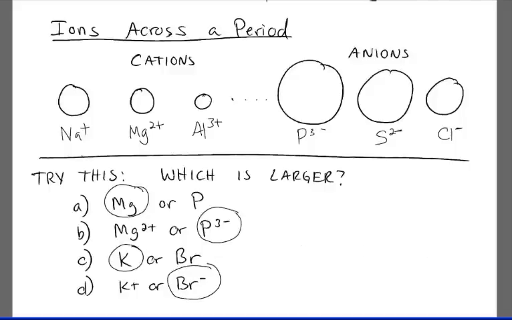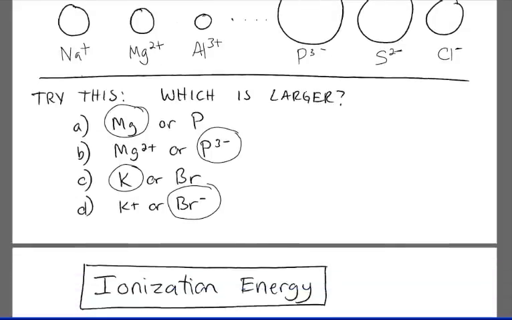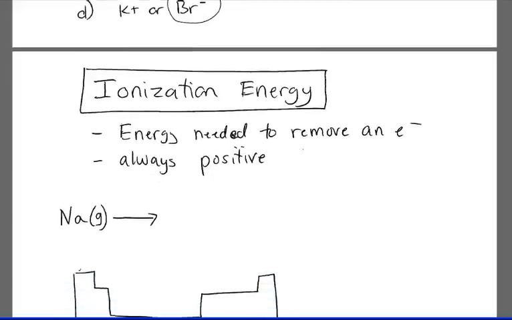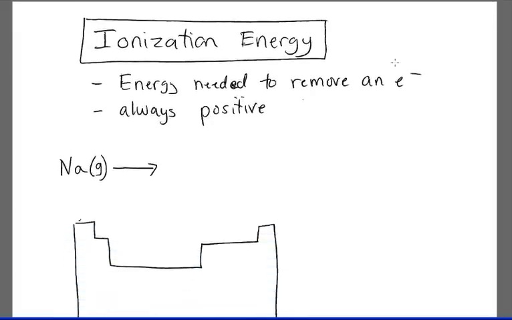Okay, so when we make ions, when we make positive ions, we have to remove an electron, and there's an energy involved in pulling that electron off, and that's called the ionization energy. Okay, and we can abbreviate it IE. So that's the energy needed to remove an electron. It's always positive because it always takes energy to remove an electron.